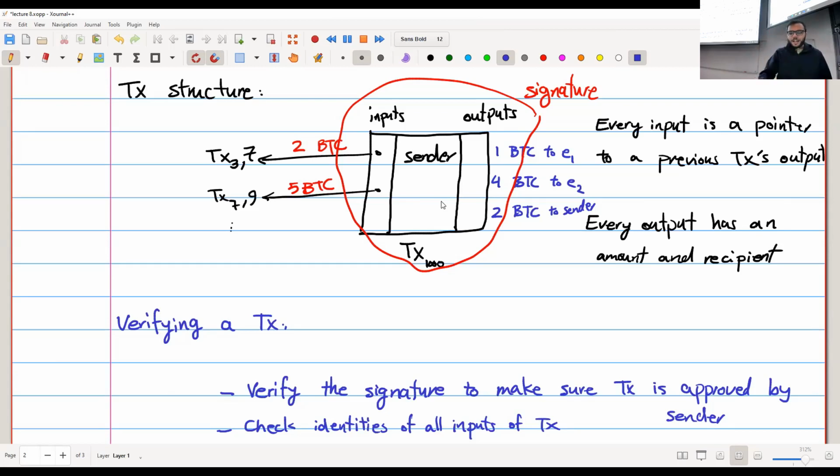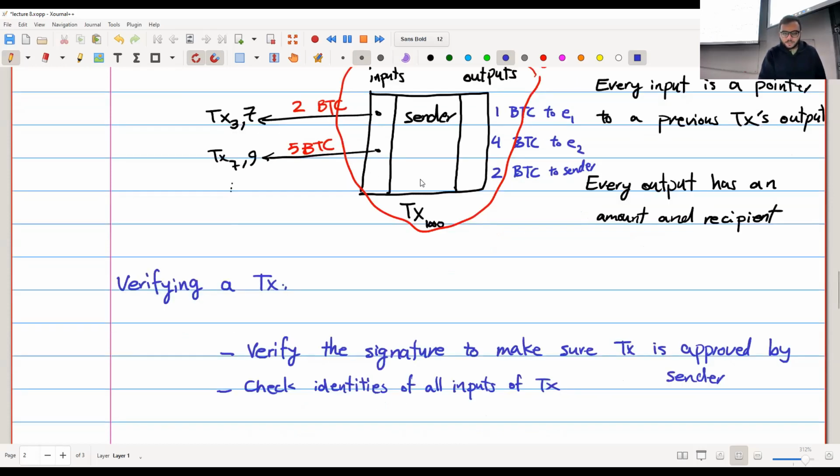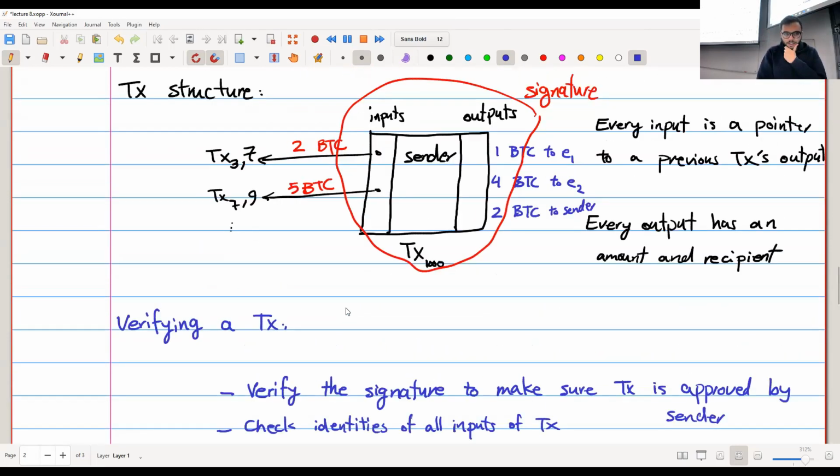But yeah, so for now, I don't have to do any kind of check on the outputs. I just need to make sure that any money that is being spent actually belongs to the person who's creating this transaction. That's all I care about. I don't care if they burn their own money. Okay. Now I have this. What else should I check?